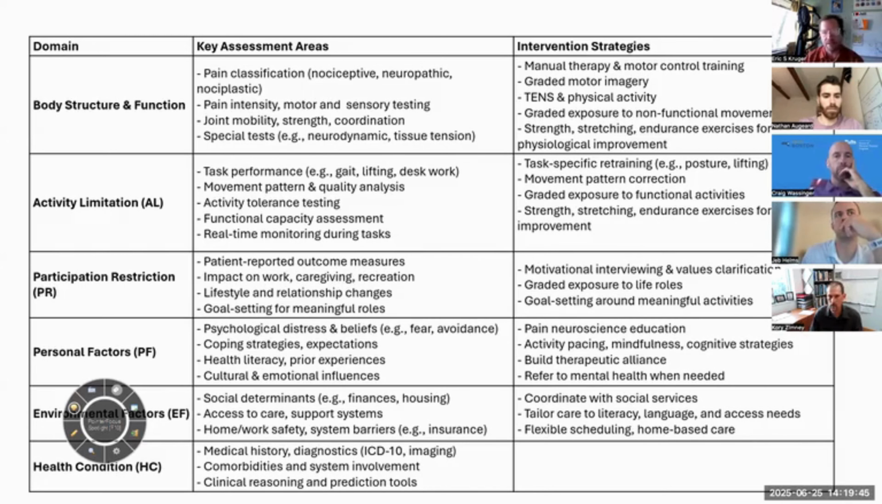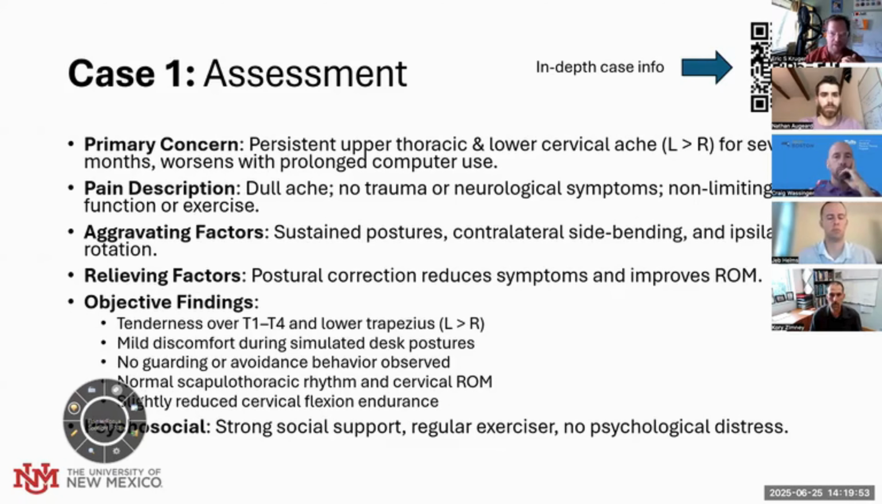And in terms of a case, I'll go through two cases here in the last 4 minutes. I'm going to keep this pretty brief. These are abbreviated cases. I've got a QR code up here if you want to download the full meal deal in terms of the entire case. But in this first case, the primary concern is persistent upper thoracic, lower cervical ache, left greater than right, several months in duration and exacerbated by prolonged computer use, dull ache, no trauma, no neurological symptoms, not limiting of function or exercise.